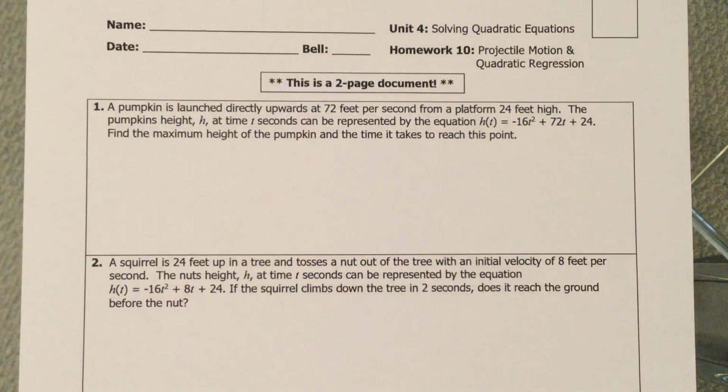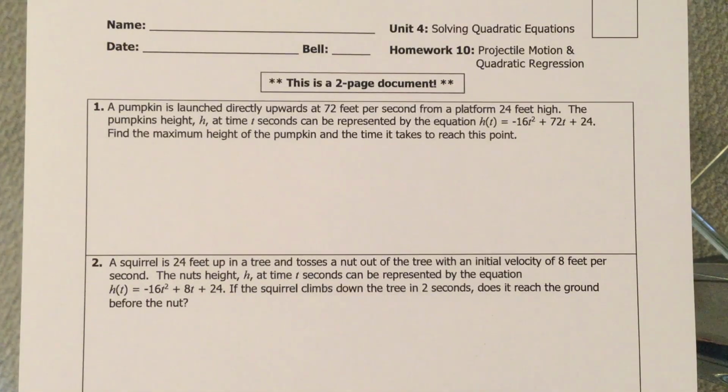And homework 10 is projectile motion and quadratic regression. So the first 5 problems are on projectile motion. Basically, it's just giving you this sort of upside down parabola where something gets shot up and then it reaches a maximum and then it comes back down. So you have a handful of different types of problems that you're going to be solving, different questions that you're going to be answering.